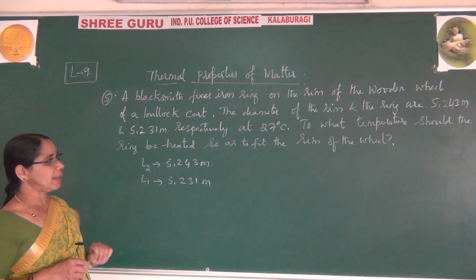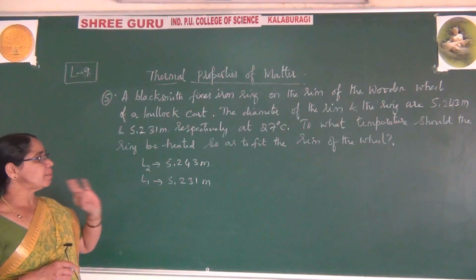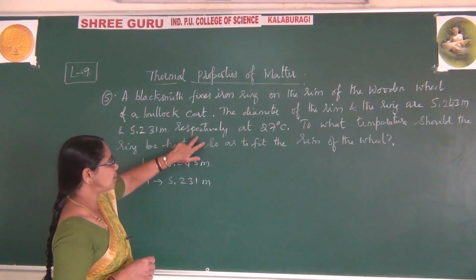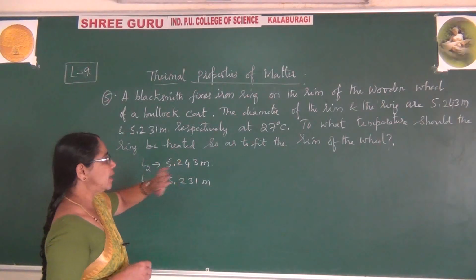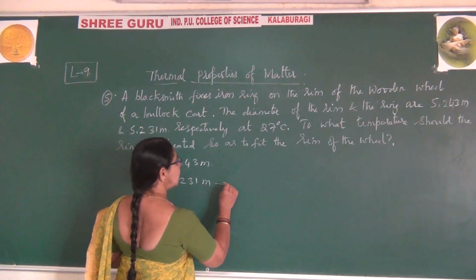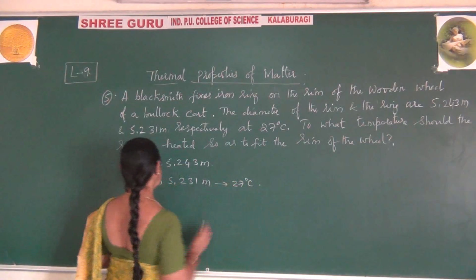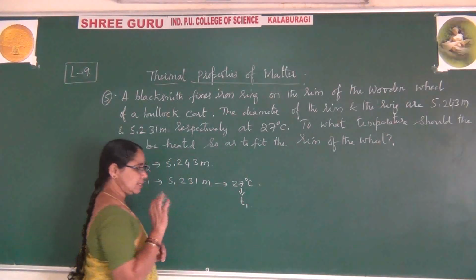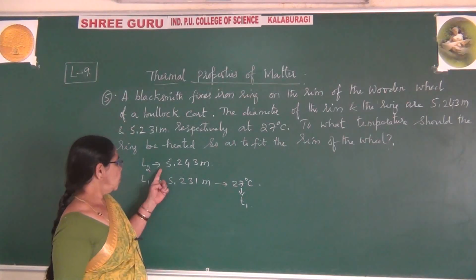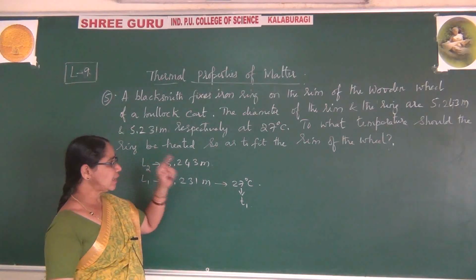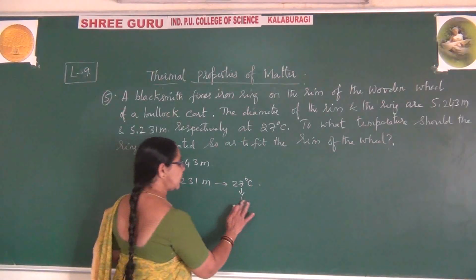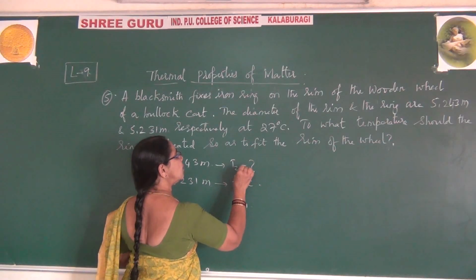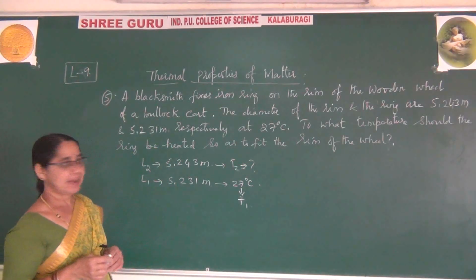Now we have to use temperatures. One of the temperatures is given, for the 5.231 meter respectively, at 27 degrees centigrade. So this is at temperature 27 degrees centigrade, and this is called T1. Now for the new length we have to calculate the temperature. So let me write for your convenience: this is capital T1 and this is T2. We do not know what it is. We have to calculate what this new temperature is.